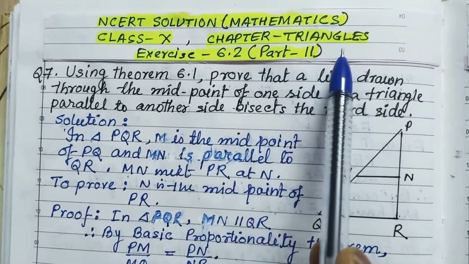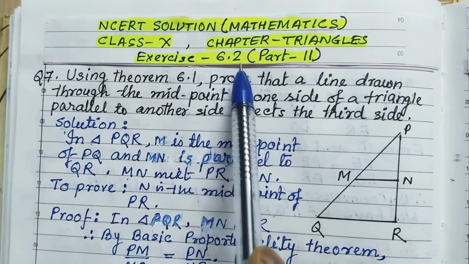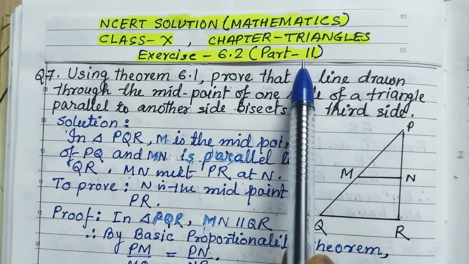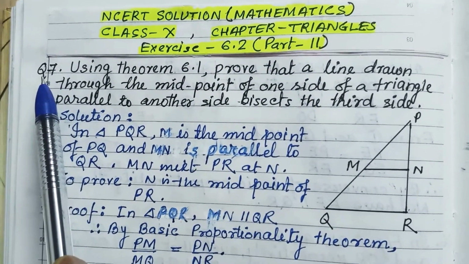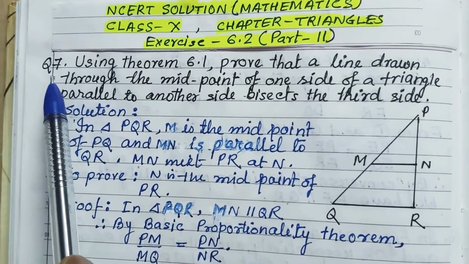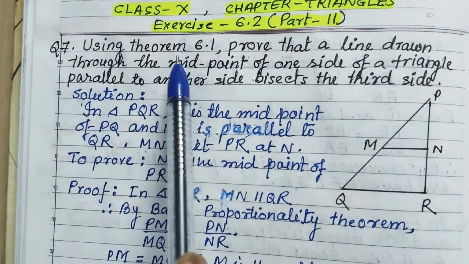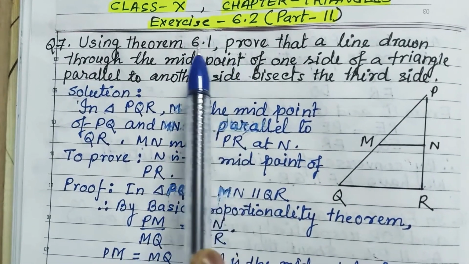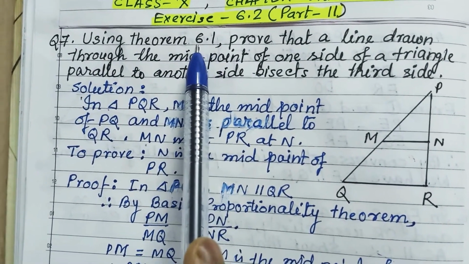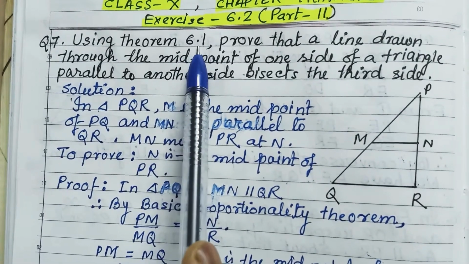It is the chapter Triangles, Exercise 6.2, part 2. In part 2, from question number 7 to 10, only 4 questions are there. Now question number 7, using Theorem 6.1. 6.1 means it is BPT, the Basic Proportionality Theorem.